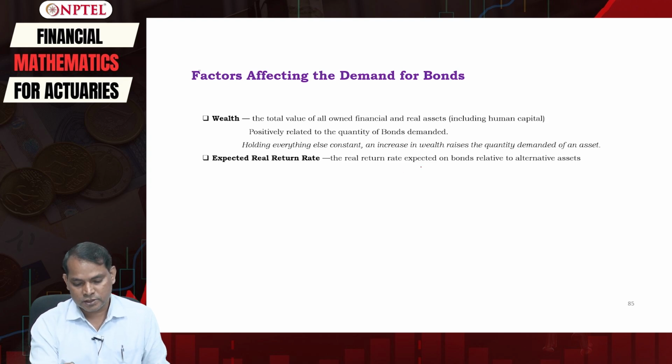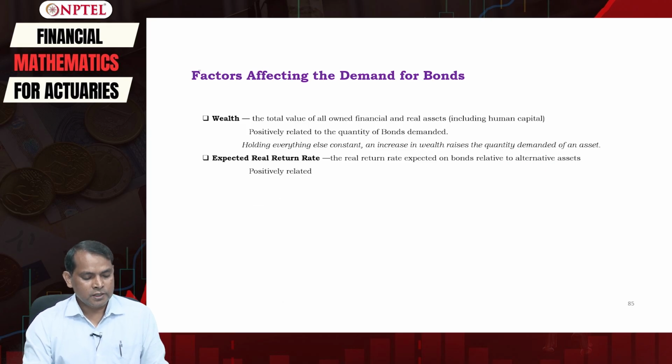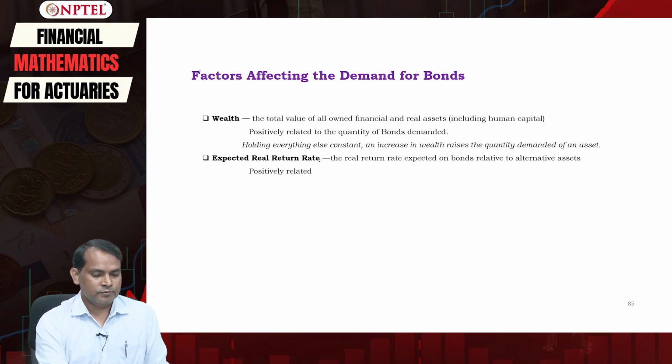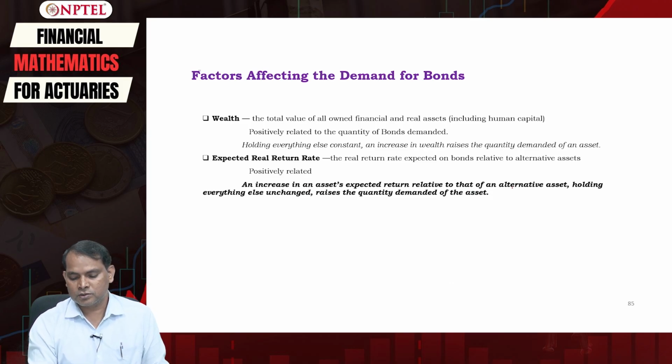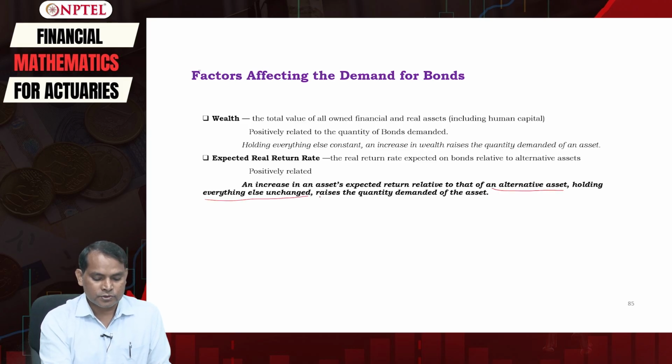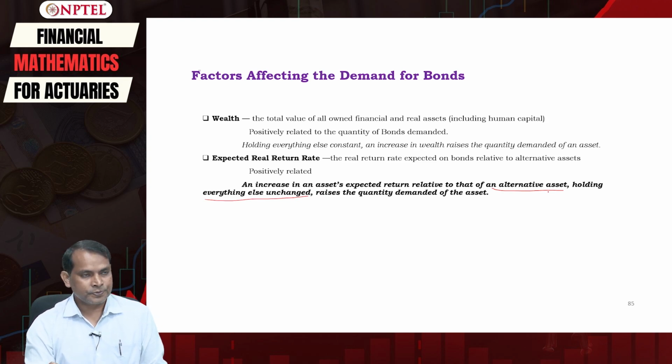So the real return rate expected on bonds relative to alternative assets, again there is a positive relation between the expected real rate of return and the demand for bond. So when you expect higher real return, you will demand more bonds, right? So an increase in an asset's expected return relative to that of alternative assets, holding everything else unchanged, this is the ceteris paribus assumption, raises the quantity demanded for the asset.